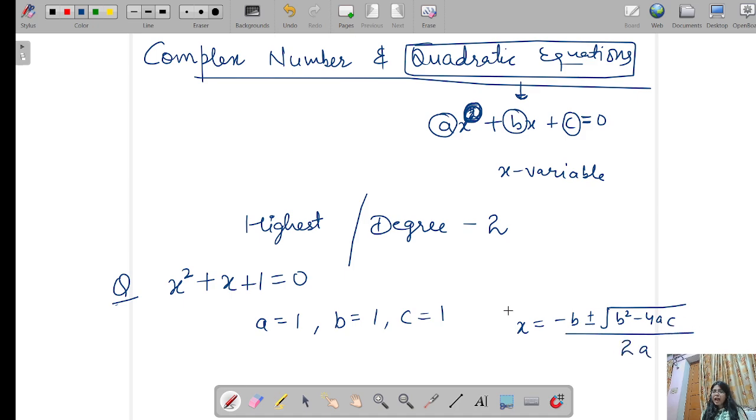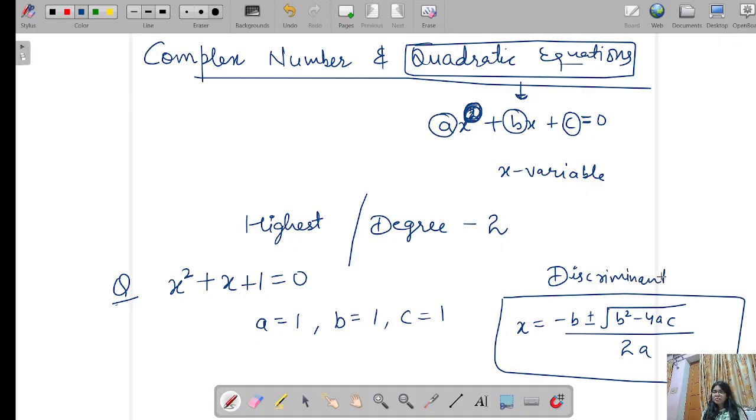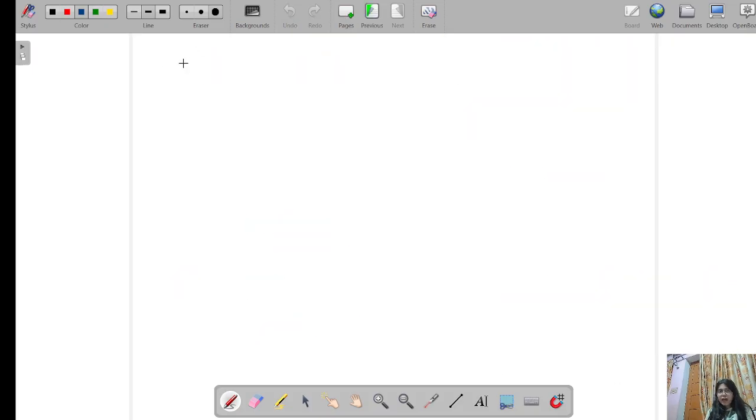Alright, I have this formula to find the roots. This is the discriminant rule. So now I am going to put the value of a, b, c in this formula.